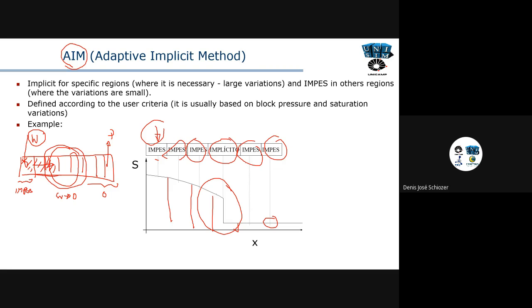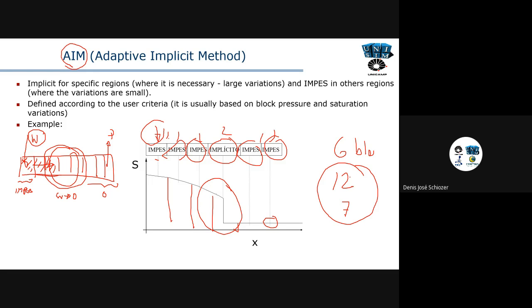So instead of solving, in this case, let's assume you have 1, 2, 3, 4, 5, 6 blocks here, and instead of solving 12 equations, we are solving 1, 2, 3, 4, 5, 6, 7. We are solving 7 equations. Okay. Of course, this is a very simple grid block.